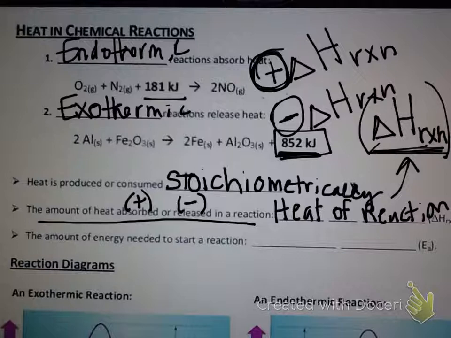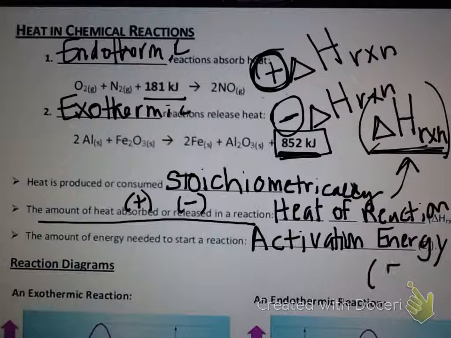There's one more thing I want you to know, and it's called the activation energy of a reaction. The symbol for activation energy is E for energy, sub A for activation. What in the world is this? The activation energy is different than the heat of the reaction. The heat of the reaction is the overall absorption or release of heat when you combine all the different heats going on. And activation energy is the amount of energy needed to start a reaction.